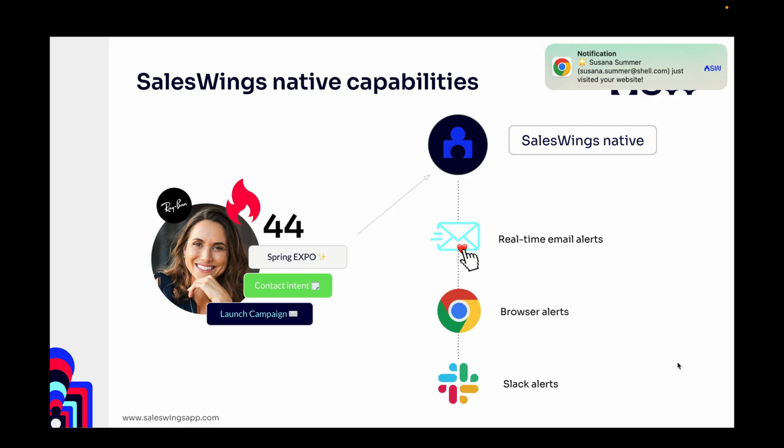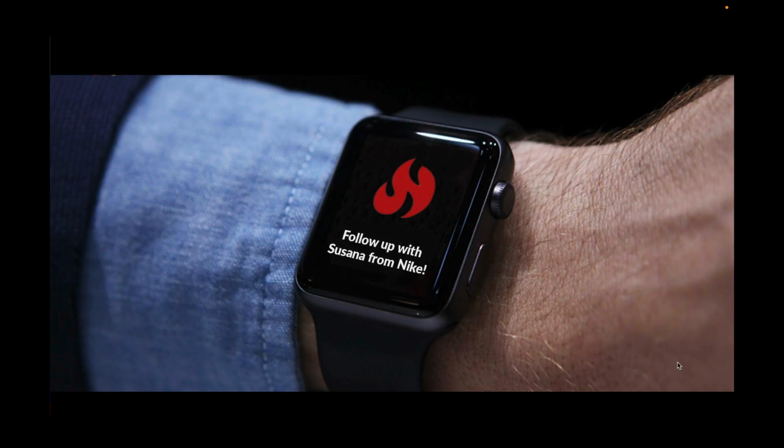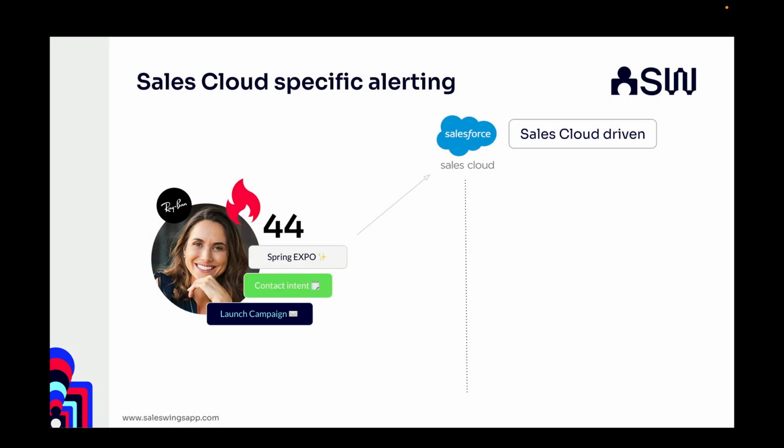And the great thing with Slack alerts is that if your sales reps have Apple Watches or smartwatches, these alerts are also going to be visible straight on the smartwatch.